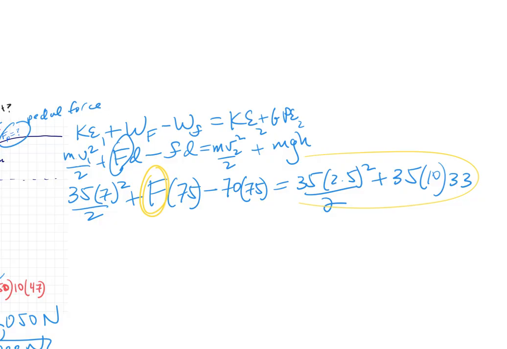Okay, I'm getting this big number here. Okay, and then let's subtract this guy. Minus 35 times 49 divided by 2 equals. Then let's add this guy, because I have to get rid of it. So add that to both sides. Plus 70 times 75. Get a big number there. Okay, that leaves F times 75. So let's divide both sides by 75.